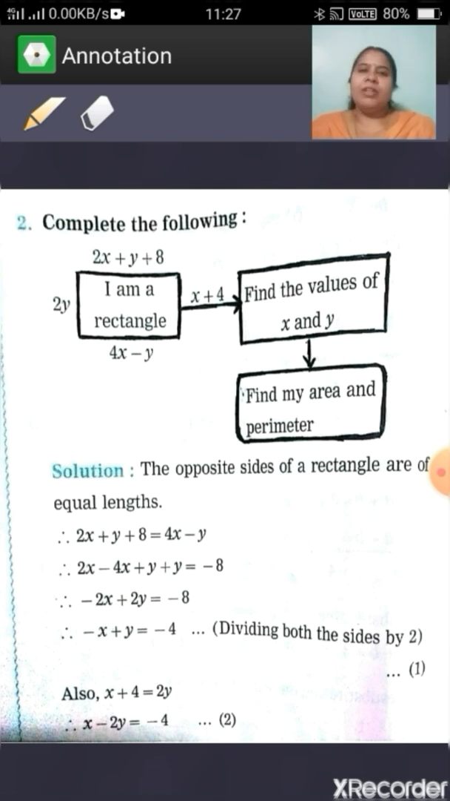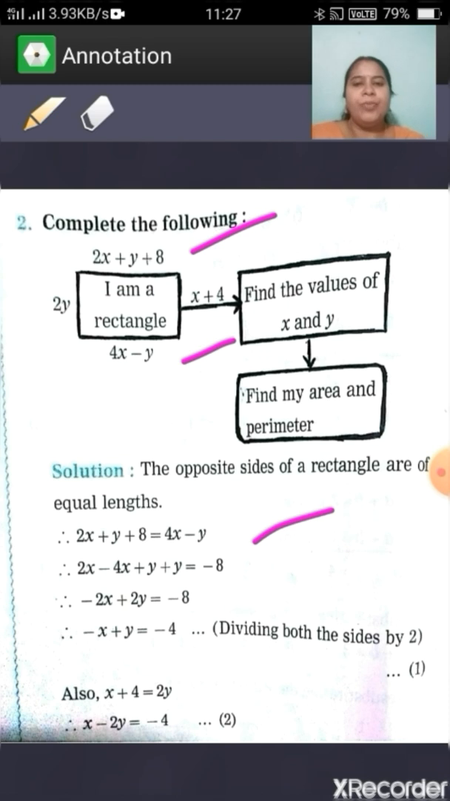So to start with, the property of a rectangle, as we know, is that opposite sides of a rectangle are equal. So what we will do is, we will first equate its lengths, and one length is 2x plus y plus 8, that should be equal to the other length, that is 4x minus y. So we will equate that as 2x plus y plus 8 is equal to 4x minus y.